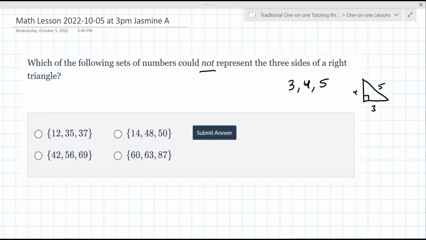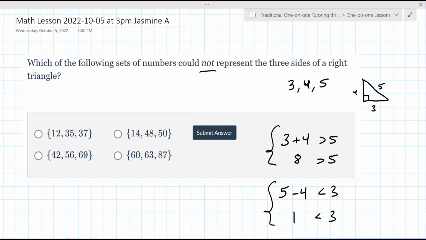No. Okay. So these sides work. These sides in a triangle absolutely work. Now notice that the two smaller sides, 3 plus 4, which is 7, is greater than 5. It's greater than the longest side. And notice that when you subtract the smaller side from the largest side, which is 1, it is less than the shorter side. So these two things have to be true.